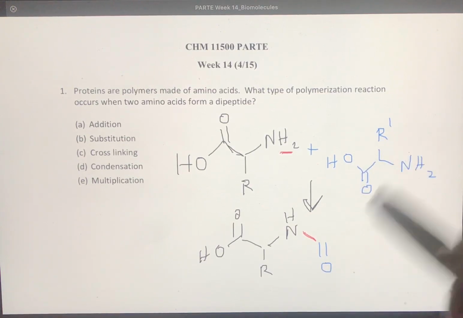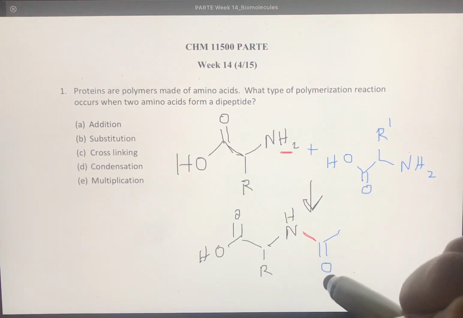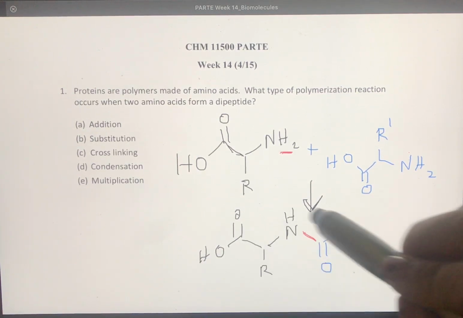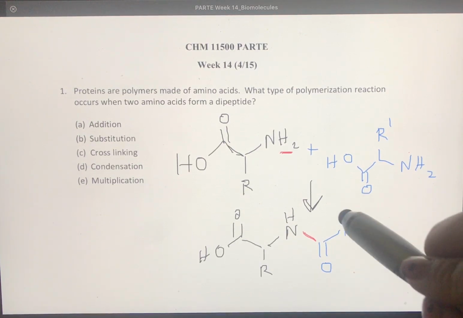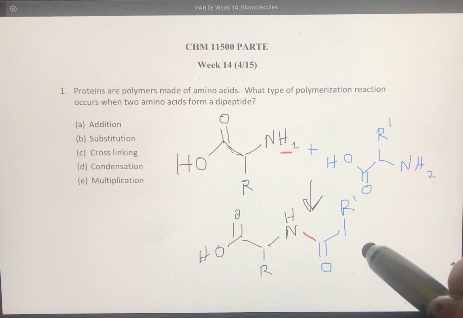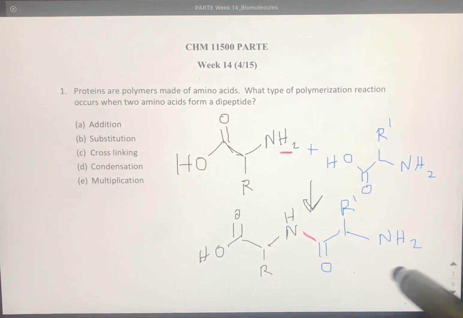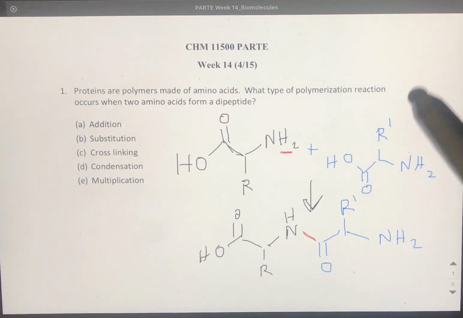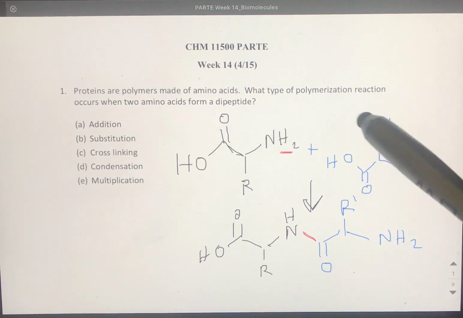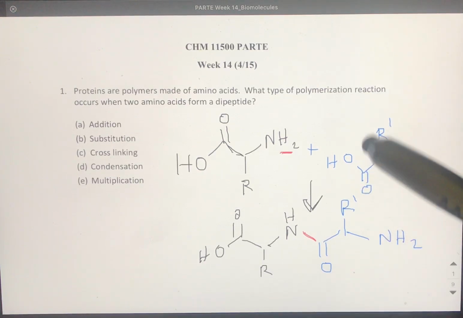And then here's the carboxylic acid of the other side, which is now just the carbonyl, or the double bonded O. So this whole group here is called an amide. Then here's that R group, and then here's the amine on the other side. And we have the same two groups on the opposite sides, so we could keep doing this reaction. That's why it's a polymerization reaction, because we can keep going and keep making this polymer longer.